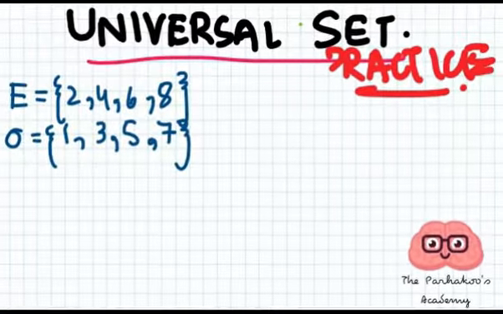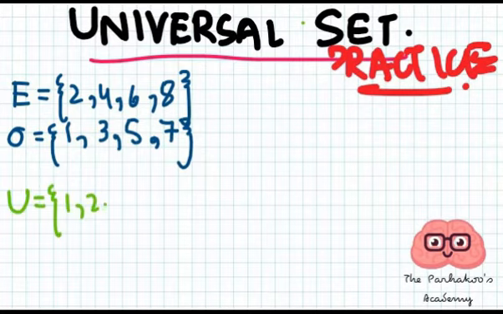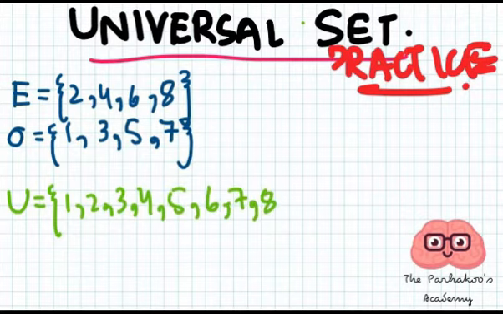Okay, so we have previously discussed this problem and you came up with the universal set as well, which was 1, 2, 3, 4, 5, 6, 7, 8. So this was the universal set. Now I would ask you to make the Venn diagram of this given problem. Pause the video and try to make the Venn diagram.